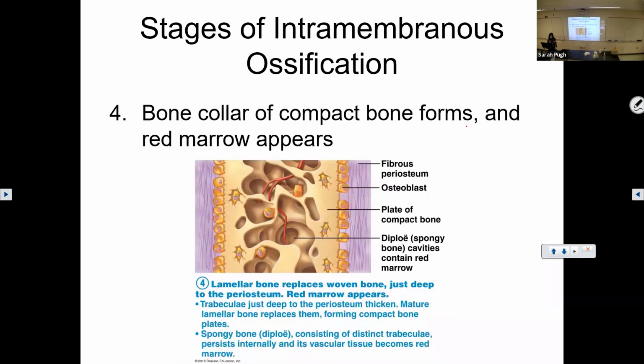Okay, so now you can see here, in this last image, spongy bone in the middle. You can see compact bone on the ends, right? This is indicative of short, flat, and irregular bones. And you can see all those osteoblasts on the outside. So this is how intramembranous ossification works, from inside a connective tissue membrane.